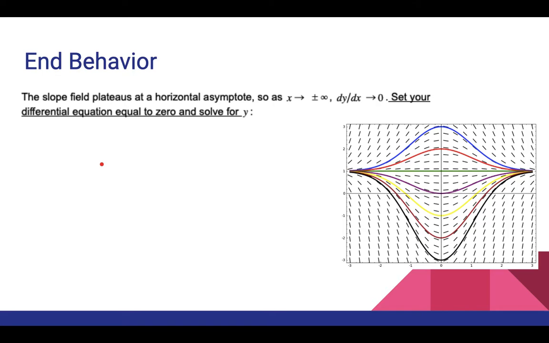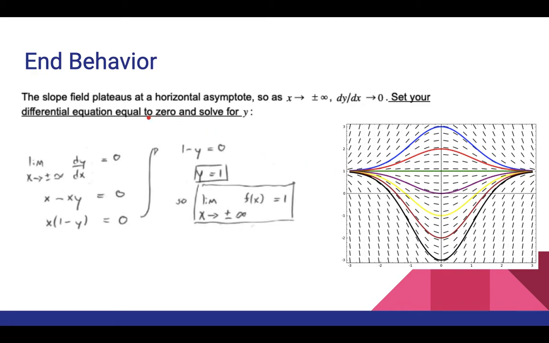So the key with end behavior, okay, if we're not given a slope field, we can still determine it from a differential equation by taking note of the fact that the slope field plateaus at a horizontal asymptote. So as a result, as x goes to plus or minus infinity, dy over dx is going to approach 0. All right? So we're going to set our differential equation equal to 0. We solve for y to determine our end behavior. So in this case, we have the limit as x goes to plus or minus infinity of dy over dx equals 0. Okay?